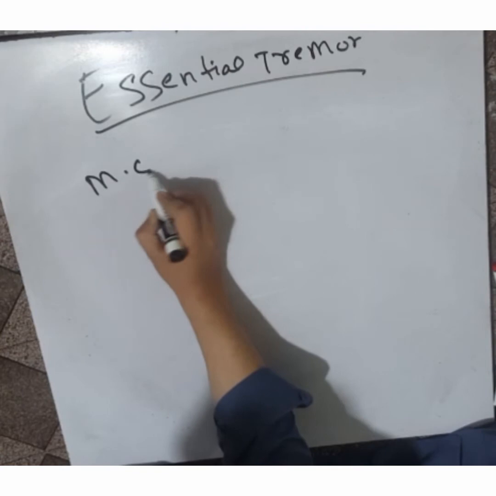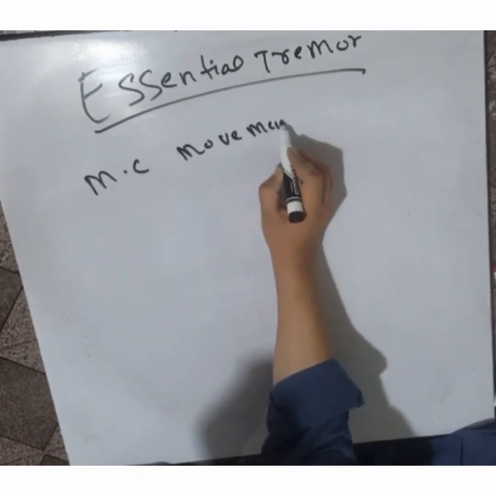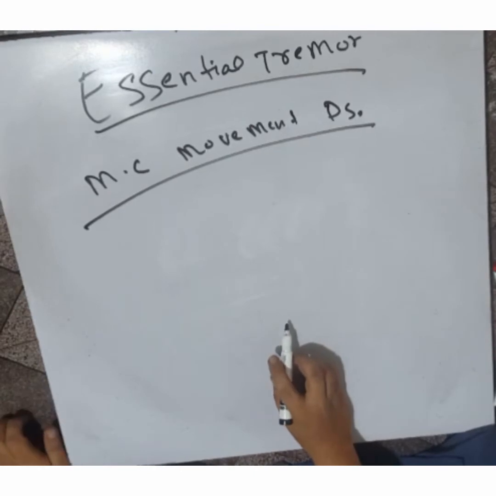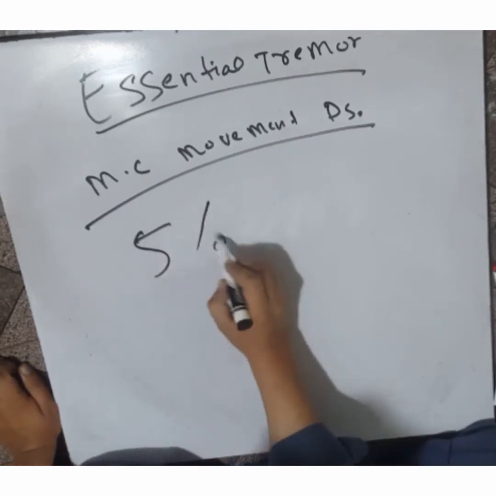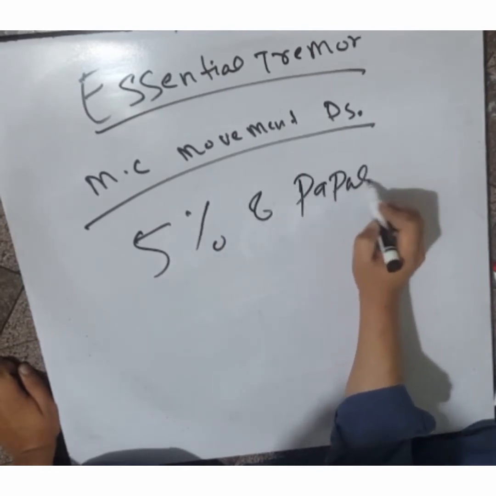It is the most common movement disorder. The essential tremor is the most common movement disorder. It affects 5% of the population.